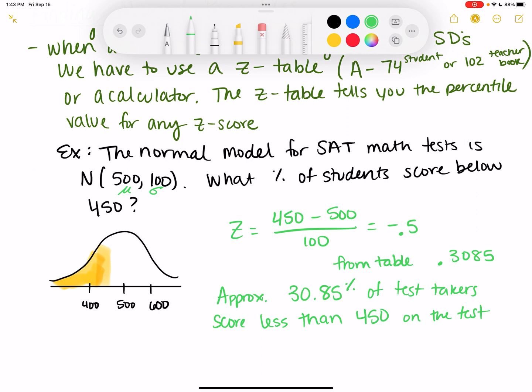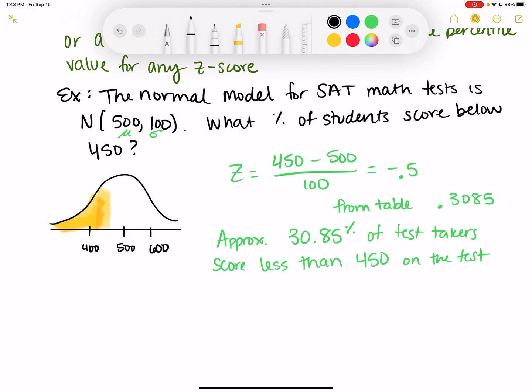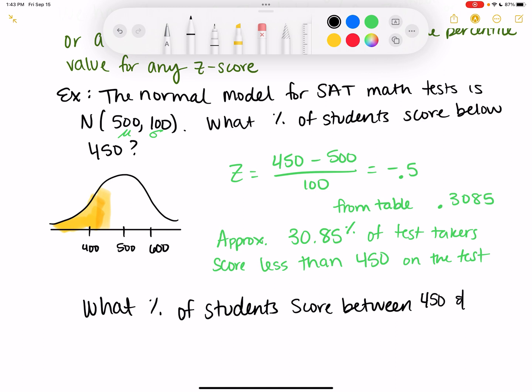So then another example of this, it's a little different. So this one was less than 450. Sometimes we want to know about a percentage that are scoring between two values. So what percent of students score between 450 and 600 on the test?